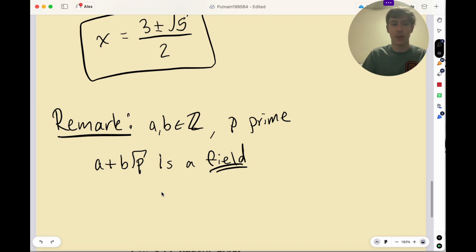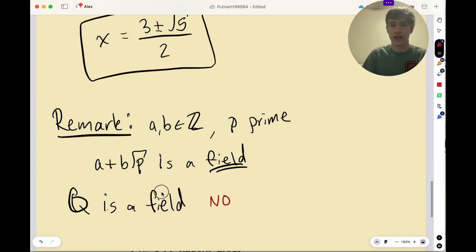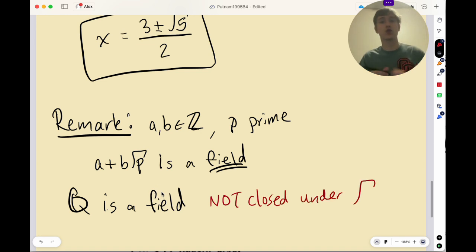For example, the rationals, that is also a field, okay, but it is not closed under square roots. So if you take the square root of a rational number, you maybe aren't going to get a rational. Of course, there are exceptions, like 0. Square root of 0 is a rational, but that's not generally the case. And in general, when you take the square root of something like this, it's not a field.